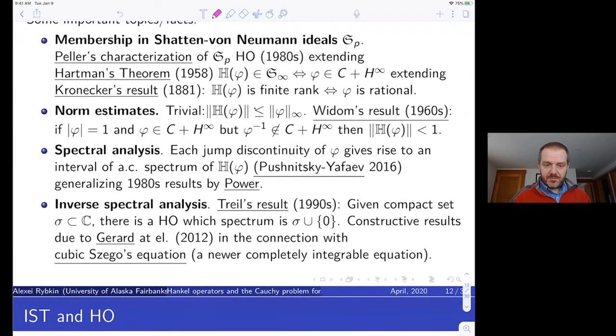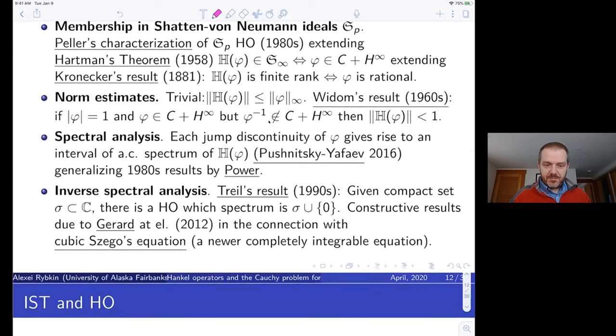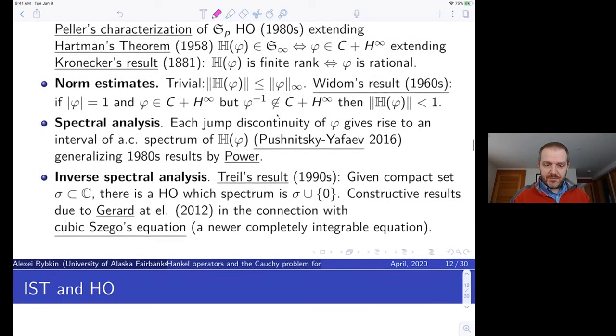The trivial one follows right from the definition, but it's not a particularly interesting estimate. And Harold Widom back in the 60s proved the following result for a unimodular symbol. If the symbol is unimodular, then you have the estimate that the norm is greater or equal to one. But that estimate is not good enough for my purposes. What was proven is that if phi is from this class but not invertible in this class, then the norm of the Hankel operator is strictly less than one, while the symbol has modulus one.